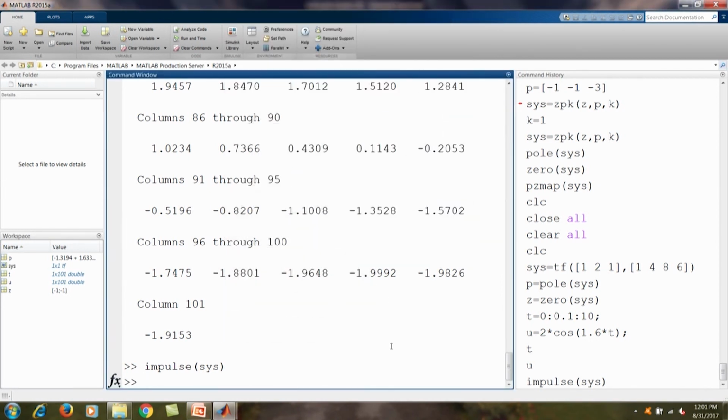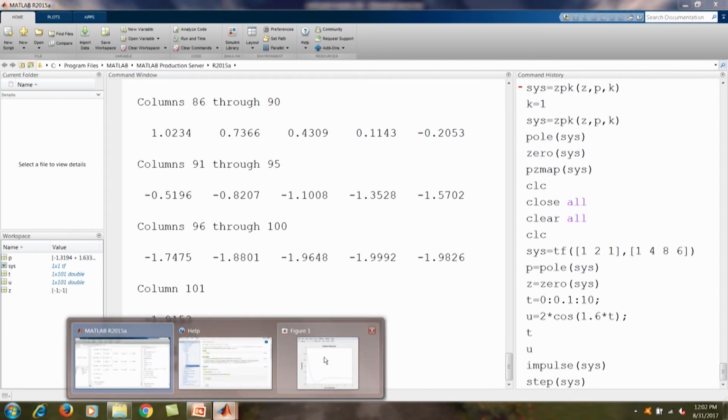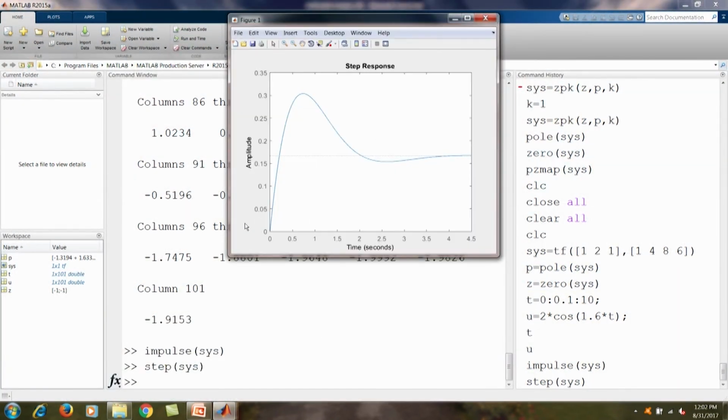Now we give the step. So step of sys. So we get the step response. We are giving the step input, and here is the step response of the system.